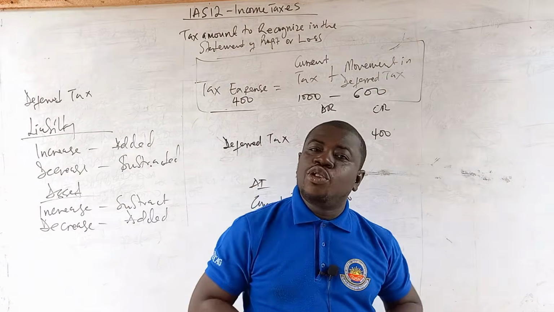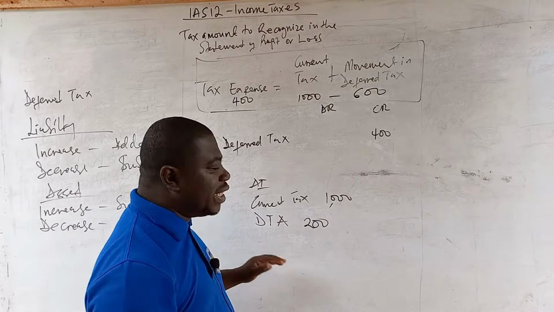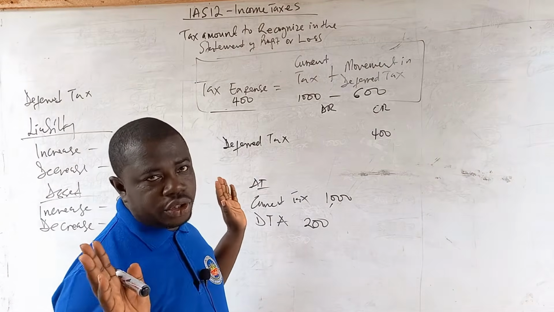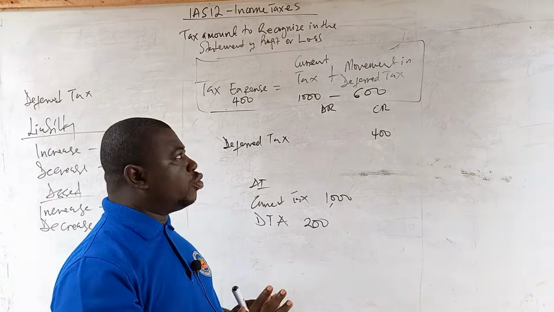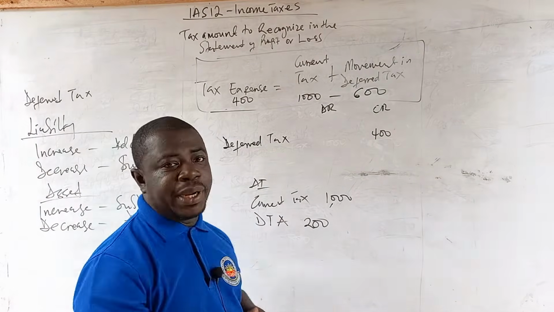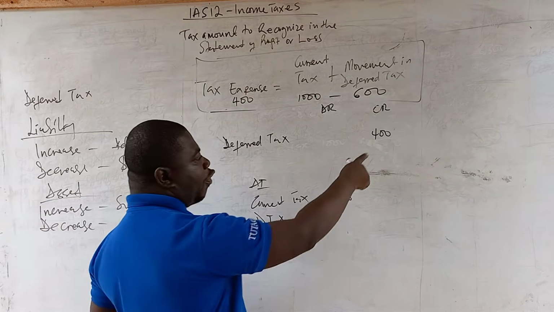Ladies and gentlemen, if you don't know how to estimate these things, if you get final account for publication and you get additional information for tax, you can't do it. Please, it's very, very important. That is why I left part 2 of this IAS 12 only to explain these things, because it's very, very important. Okay, so it is 400.